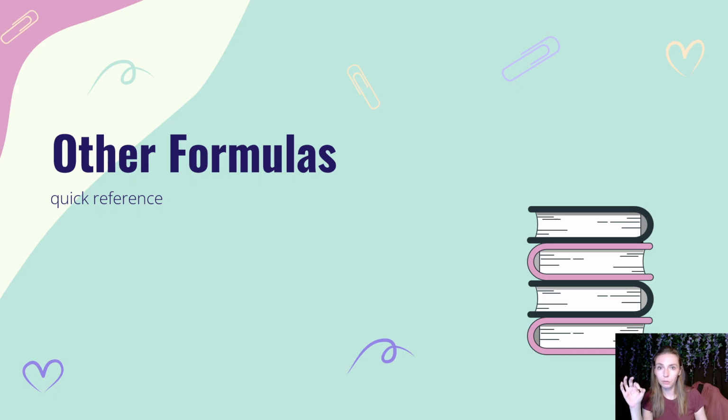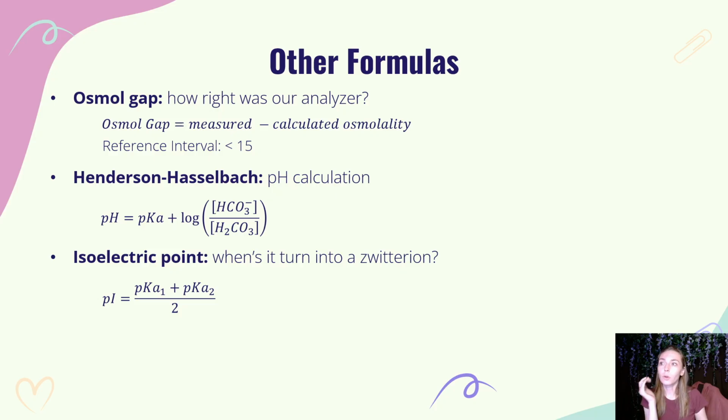We're going to go through a couple of other formulas that you need to know real quick with some tips. So, osmol gap. Osmol gap is basically how we determine how right our analyzer was. So you take your osmolality, what the analyzer measured, and then what the analyzer calculated. So this is basically like the chemical stuff.